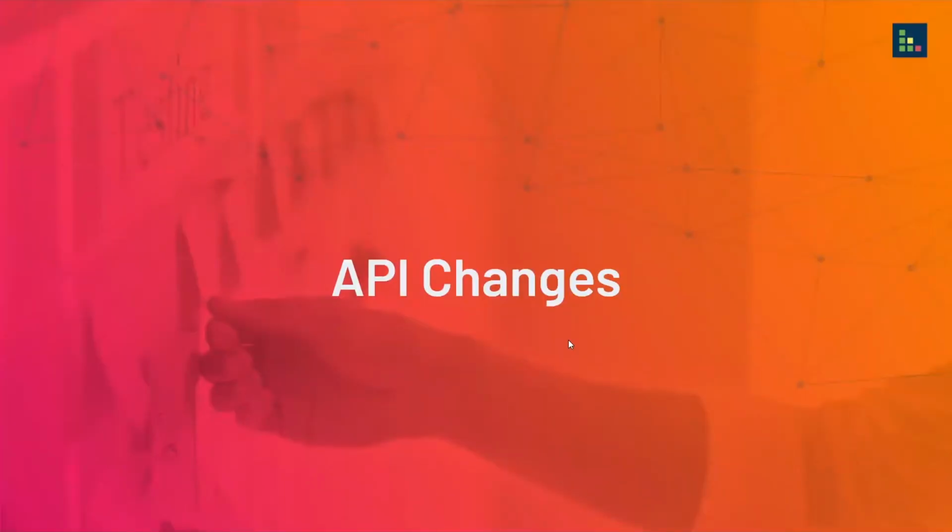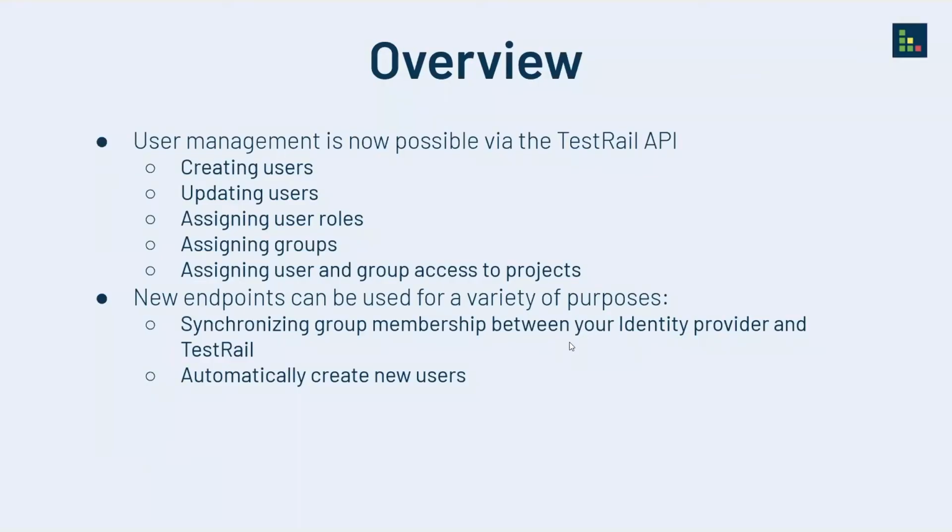So now the final major update for this release are changes to TestRail's API. There are a number of changes that we've made to make it easier to support user management, permissions management, project management through the TestRail API. So you can now, using the TestRail API, create new users, update existing users, assign user roles, assign user groups, and then also assign user and group access to specific projects.